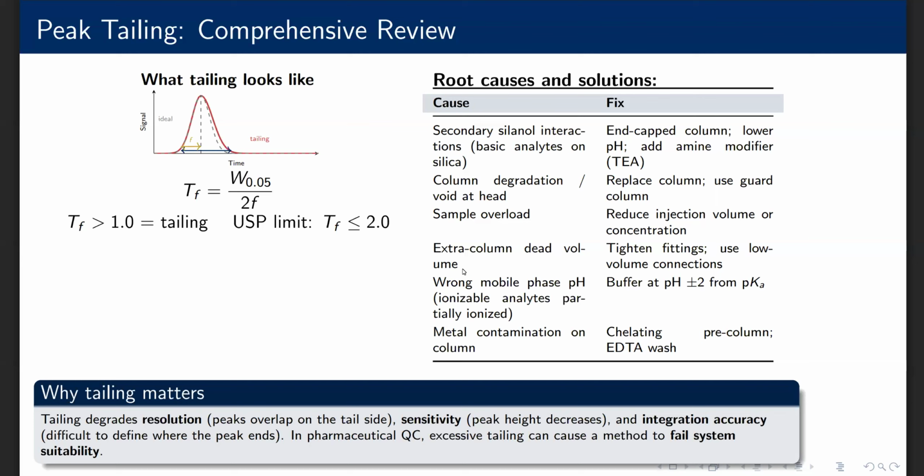Column degradation can also cause tailing. If a void forms at the head of the column, the band broadens asymmetrically. Extra column dead volume from poorly connected fittings adds band broadening that manifests as tailing. The block at the bottom explains why tailing matters. It degrades resolution, sensitivity, and integration accuracy. In regulated laboratories, excessive tailing causes system suitability failure.